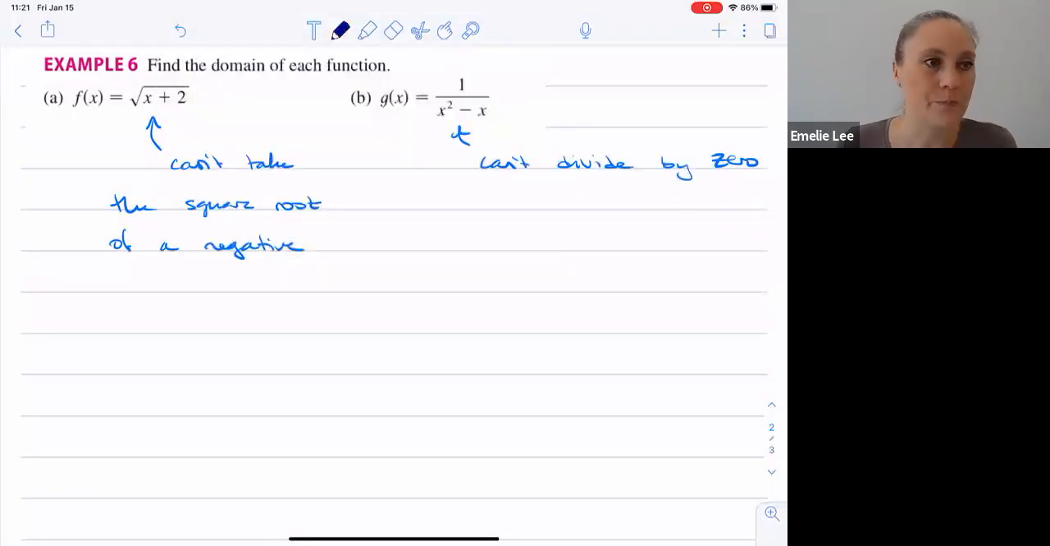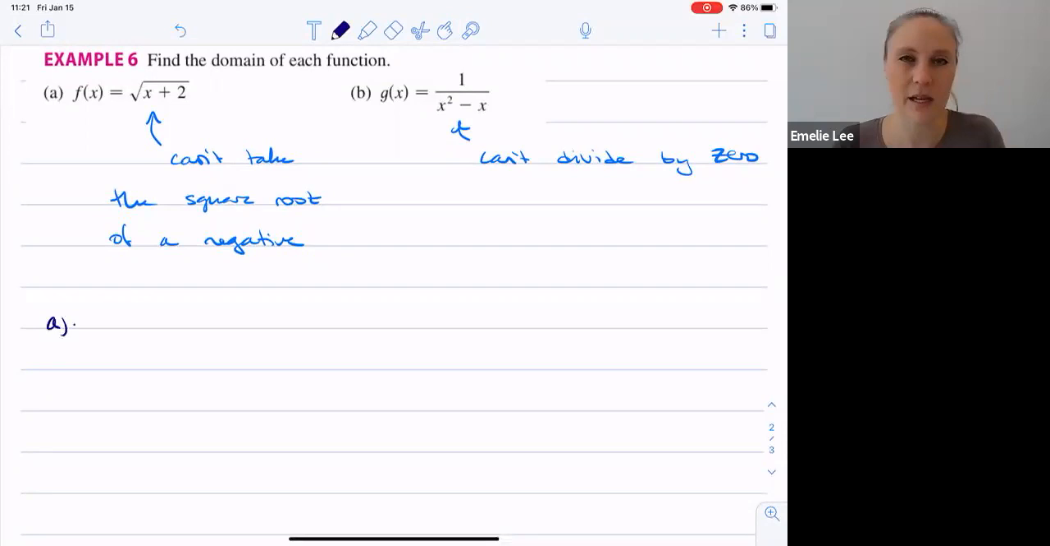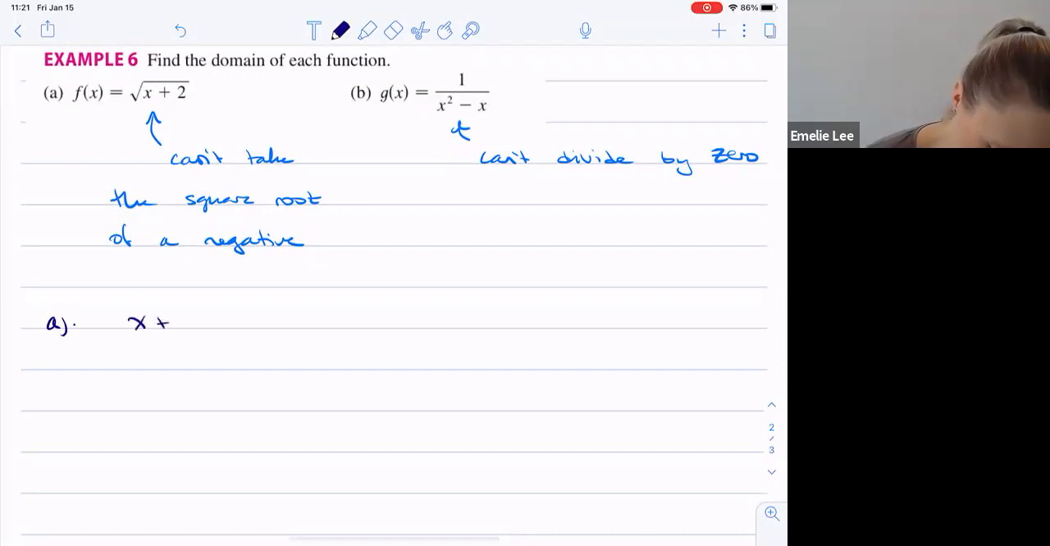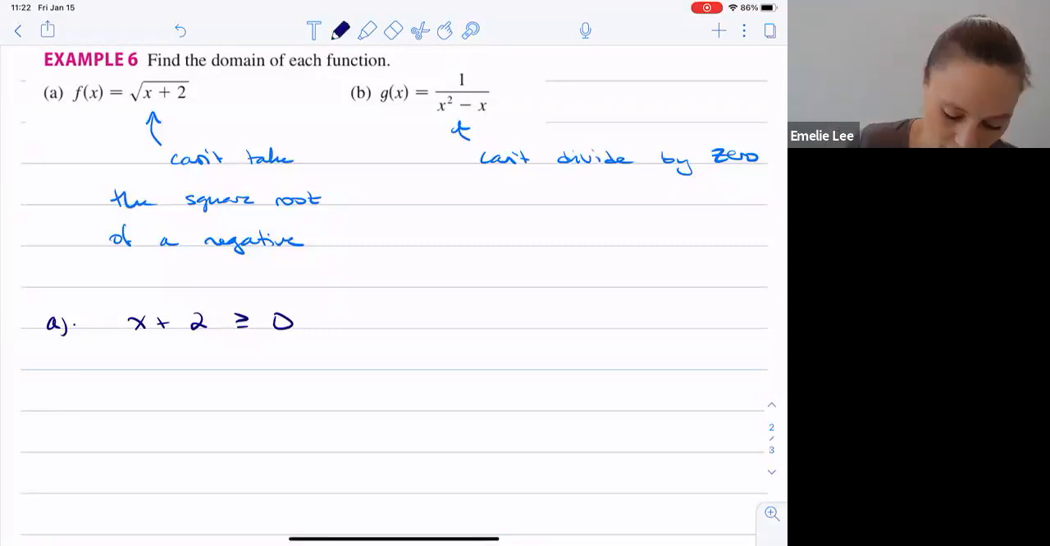So for A, how do we summarize that? Well, to find the domain, I need to make sure that x plus 2 is greater than or equal to 0. I can take the square root of 0, it's just 0, right? But if we had to exclude 0, then we would not include the equal to 0. It would just be greater than 0.